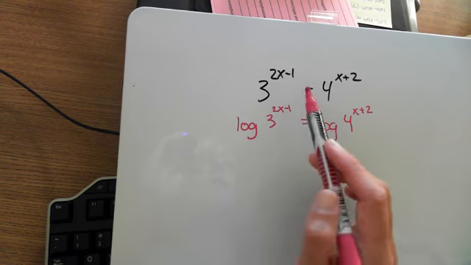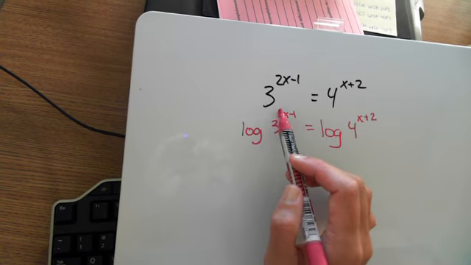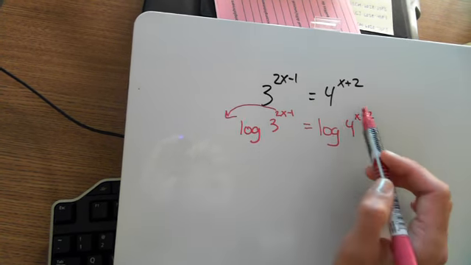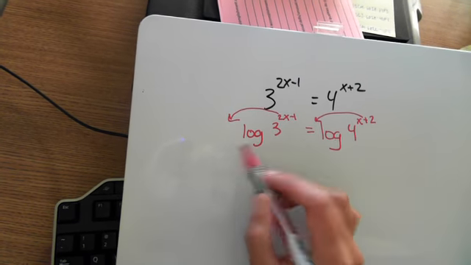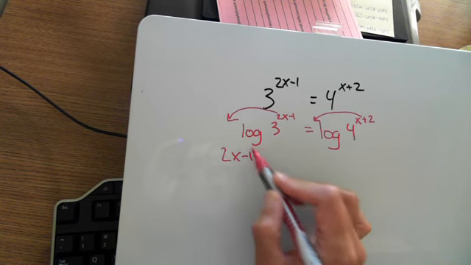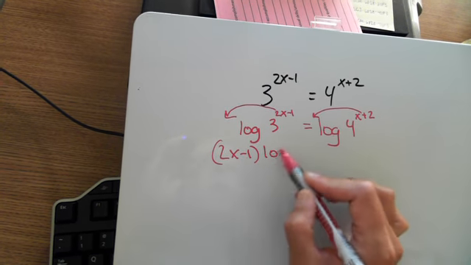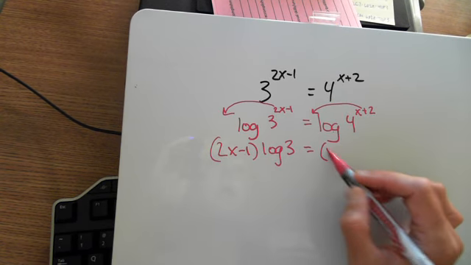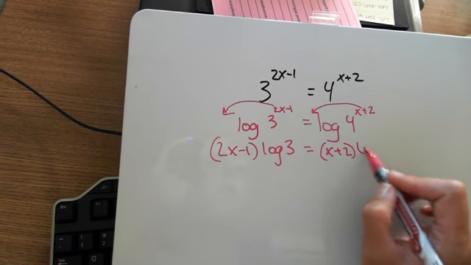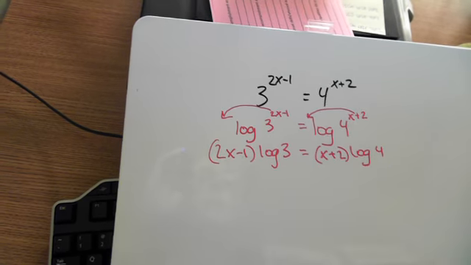Think properties. Well, we have an exponent. We can use our power property to flip these exponents to the front so that we no longer have exponents. So when I do that, we end up with 2x minus 1, and that is being multiplied by log of 3 based on our power property. Same thing can happen on the right side. So x plus 2 times log base 10 of 4.